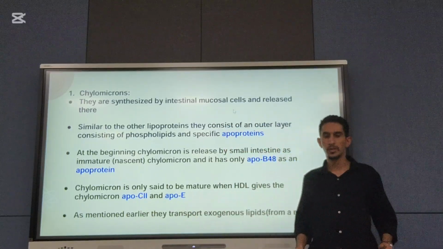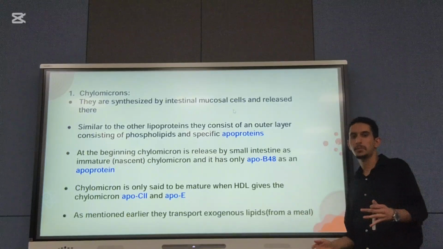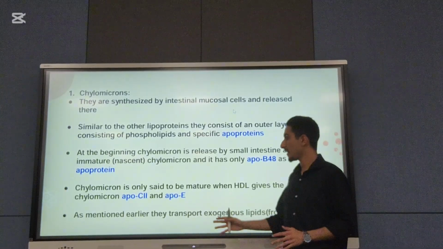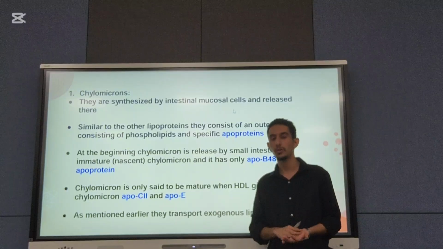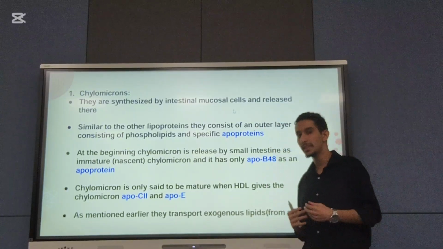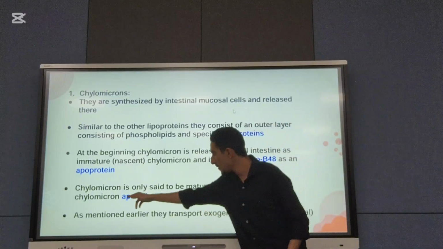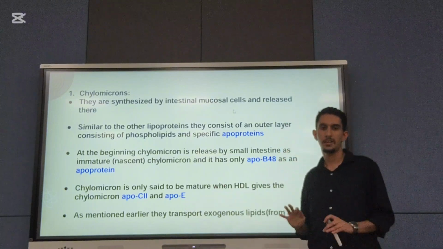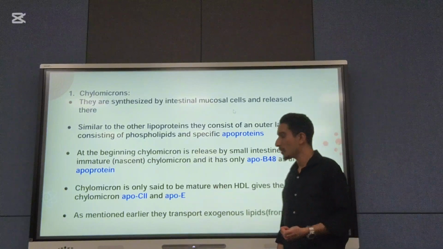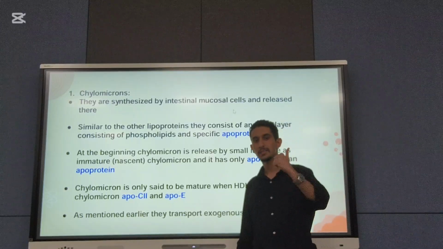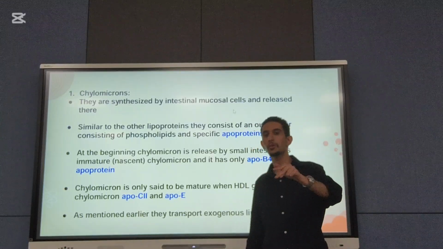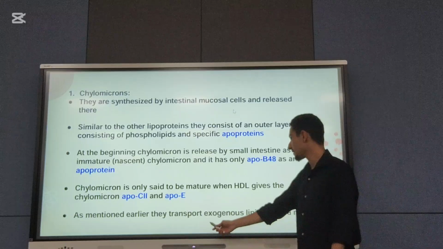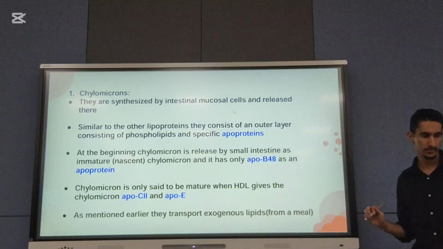Of course, till now you don't know what I'm talking about because we still didn't talk about the story of chylomicron. In short, chylomicron is immature if it has only apoprotein B48. It becomes mature when it gets ApoC2 and ApoE, given by the HDL. So we call it mature when the chylomicron has B48, C2 and E. And as we said earlier, they transport exogenous lipids from the diet.